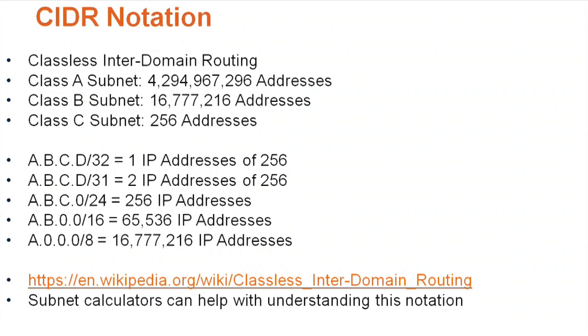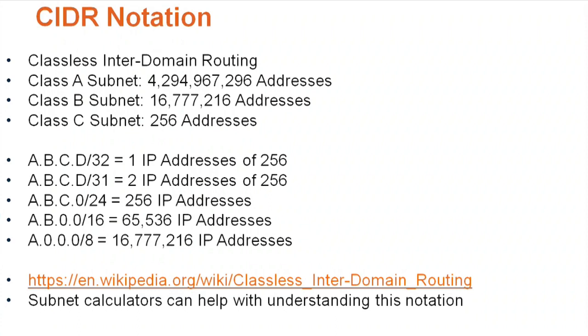And you have networks like Class A, Class B, Class C. Here's a number of addresses that go with them. This is specifically talking about IPv4 networking. And then down below you have the A.B.C.D/32. That notation is CIDR notation. That specifically says I have one IP address. The subnet mask, you'd have one IP out of 256 is what that's supposed to say.